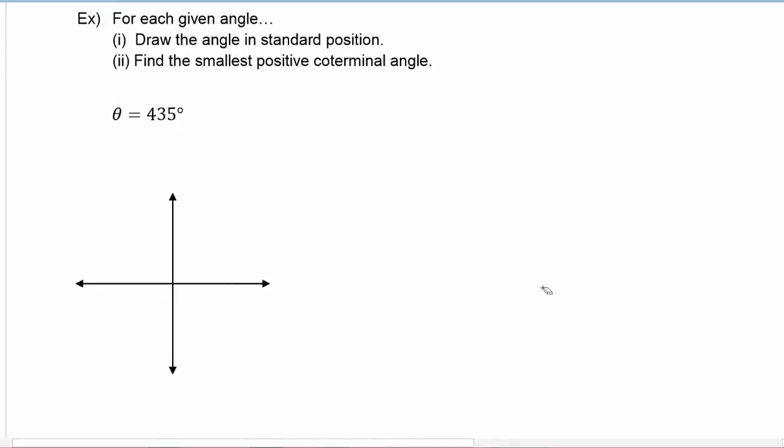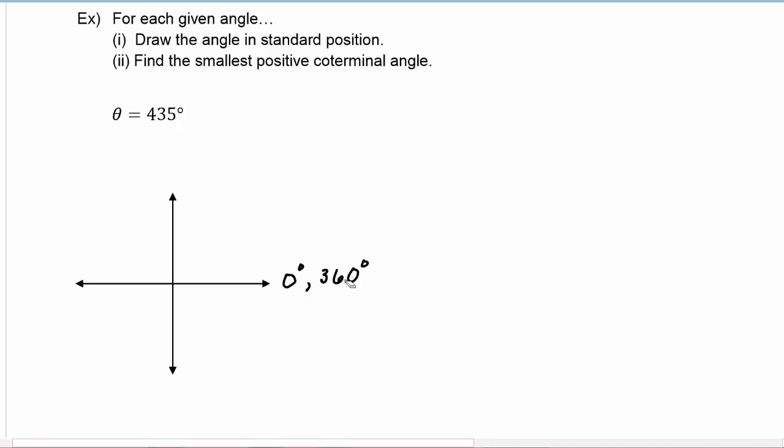Now, each of the next examples has two parts. In the first part, we will draw the angle in standard position, and secondly, we'll find the smallest positive coterminal angle. So in this example, theta is equal to 435 degrees. Right away you see that that's bigger than 360, so we know we're going around more than once.